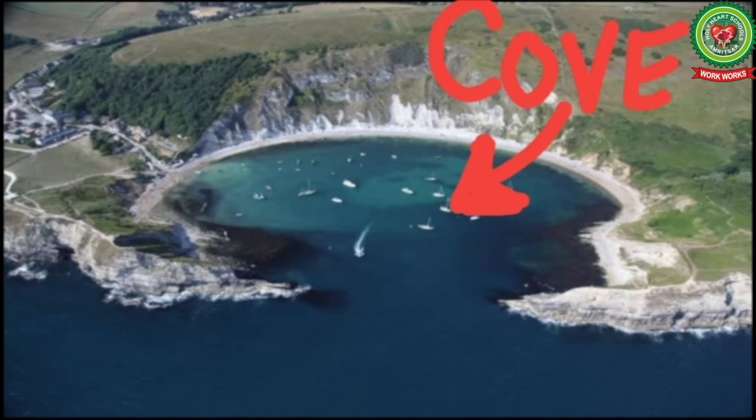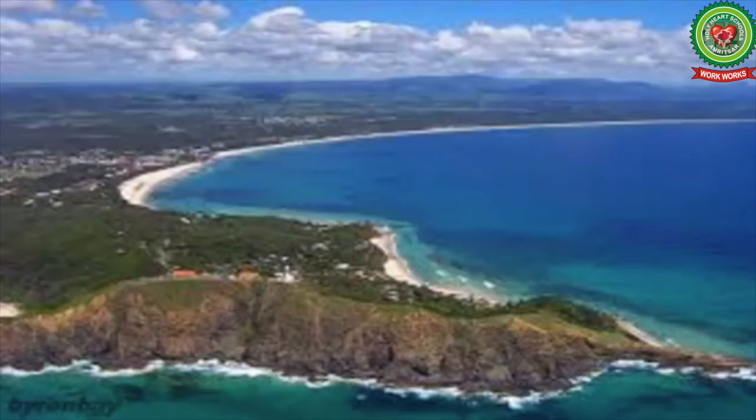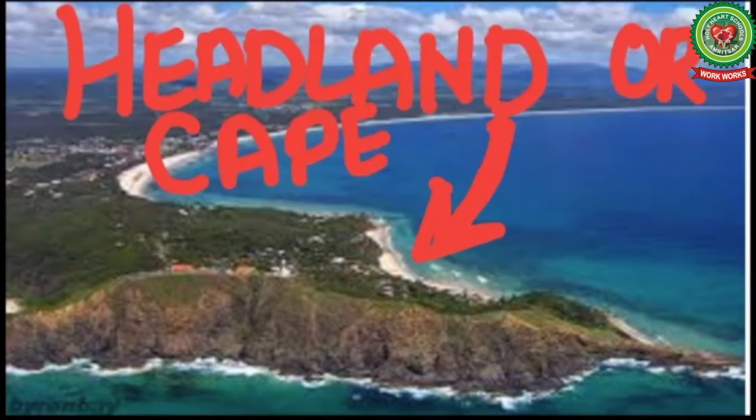Headland, or cape, or promontory. A cape is a headland or a promontory of large coastal land extending into a body of water, usually the sea.